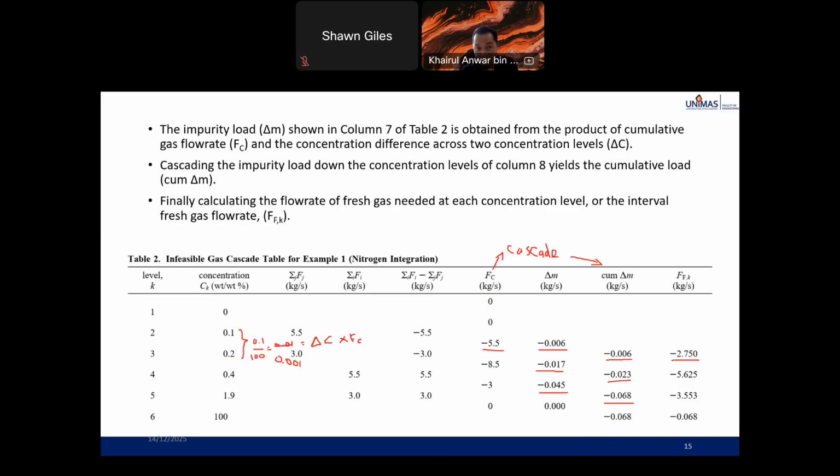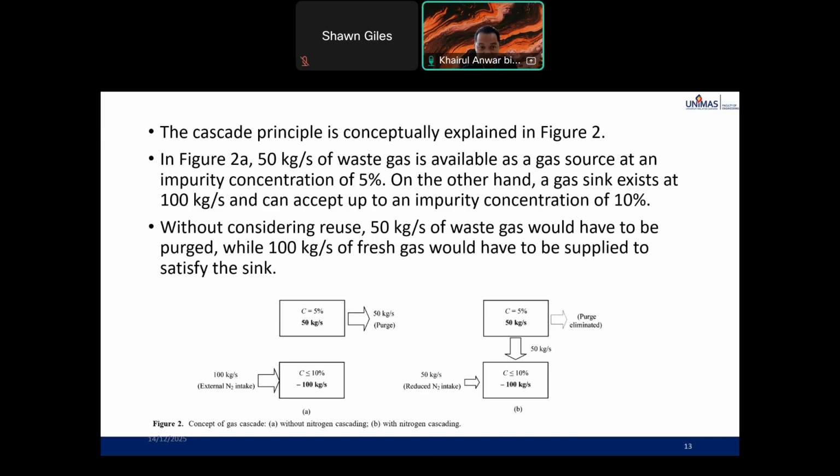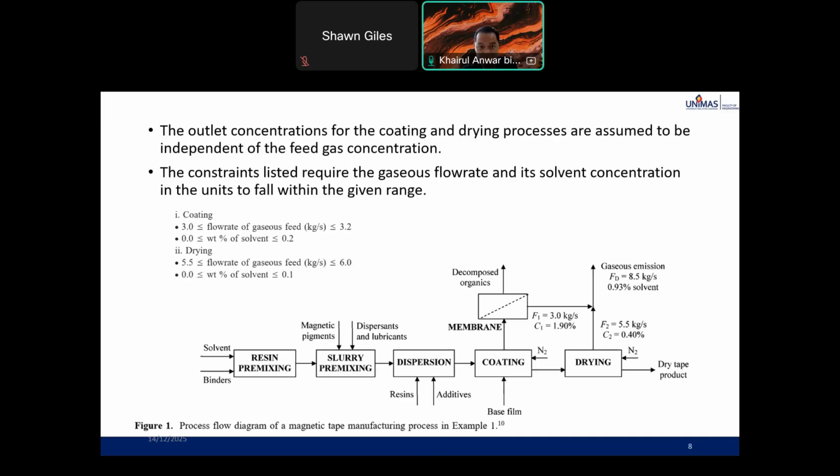How do you know the CF is 0? Go back to the condition. For the cutting, it starts with 0 as well. The highest is 1.